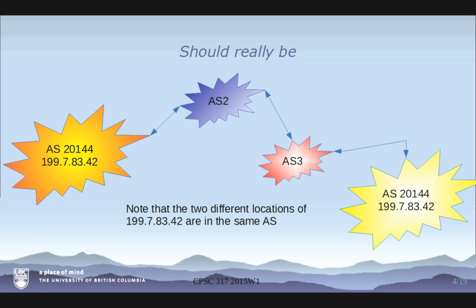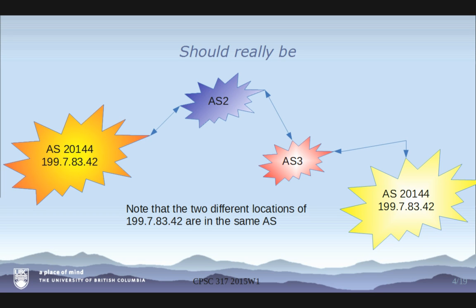So even though these machines are distributed in different parts of the world, so we had the example where that particular address was in Vancouver and another one was someplace close to Zurich, as far as BGP is concerned, they would be seen as coming from the same AS. So when the one on the right-hand side announces to AS3, it says, okay, AS20144, that's who you're connected to, and so is AS2. Okay?